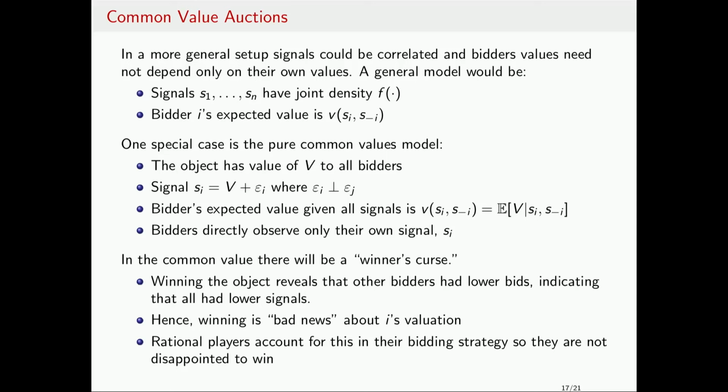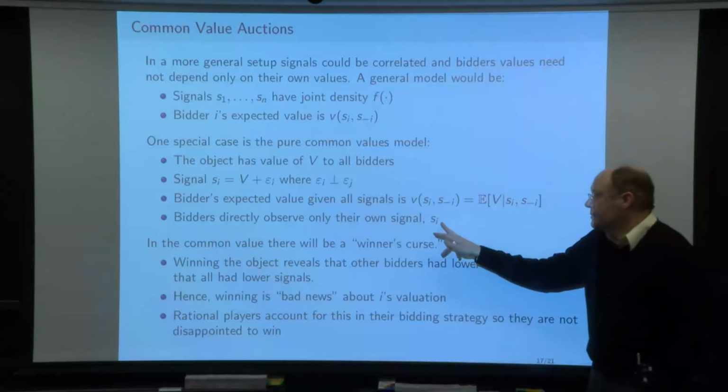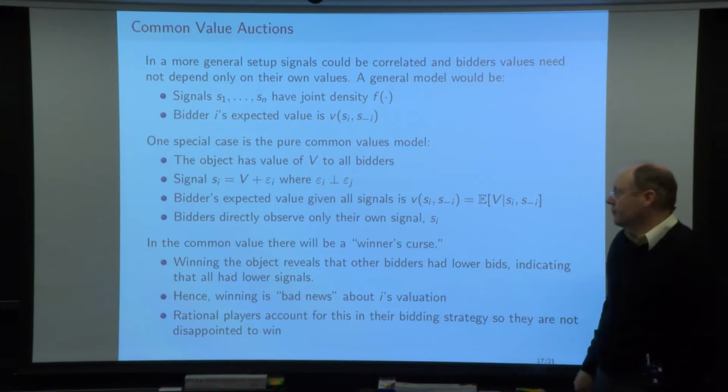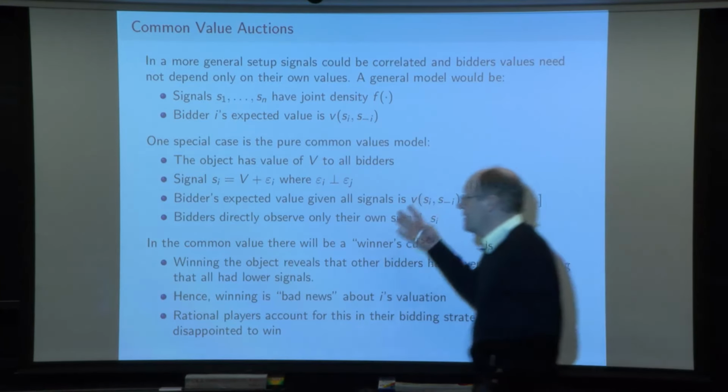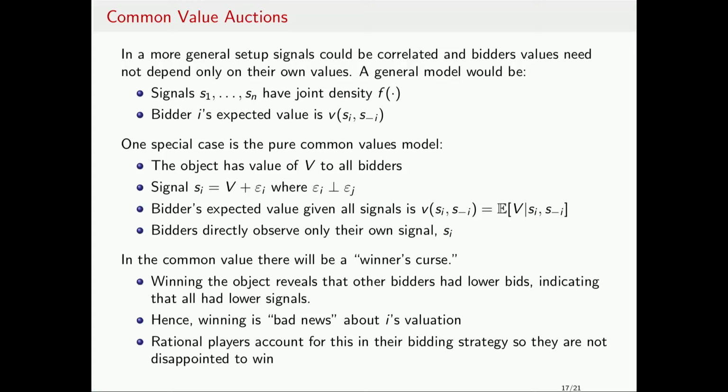The bidder's expected value given all signals is what's my expected value given my signal and what everybody else's geologist said. But I only observe my own signal. So imagine we have this pure common values auction where there's this common value that everyone has for winning. We all submit our bids, and then I find out that I've won the bidding.